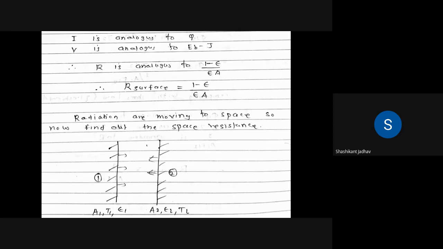Okay. Now, resistance opposes the current. So in that way our heat transfer equation is Q is equal to EB minus J divided by (1 minus epsilon divided by epsilon into A). So this factor opposes the heat transfer. So we have to write down, therefore R is analogous to 1 minus epsilon divided by epsilon into A.